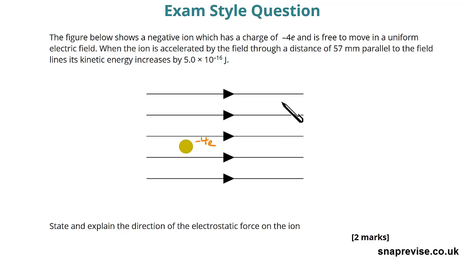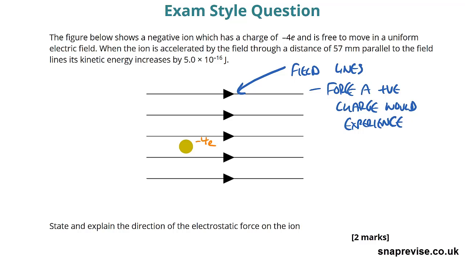Which direction is it going to move, or which direction does it experience its force? That's the first thing they're asking: state and explain the direction of the electrostatic force on the ion. How do we do that? What we've got to remember is, what do these field lines show? They show us the direction that a positive charge would experience a force in. But this ion is clearly negative, so it's going to experience a force in the opposite direction, so its force is going to be this way. So it's clearly going to have been moving this way too, so it's moved 57 millimeters in that direction. That's what it means by parallel. So we're going to experience a force in the left direction.